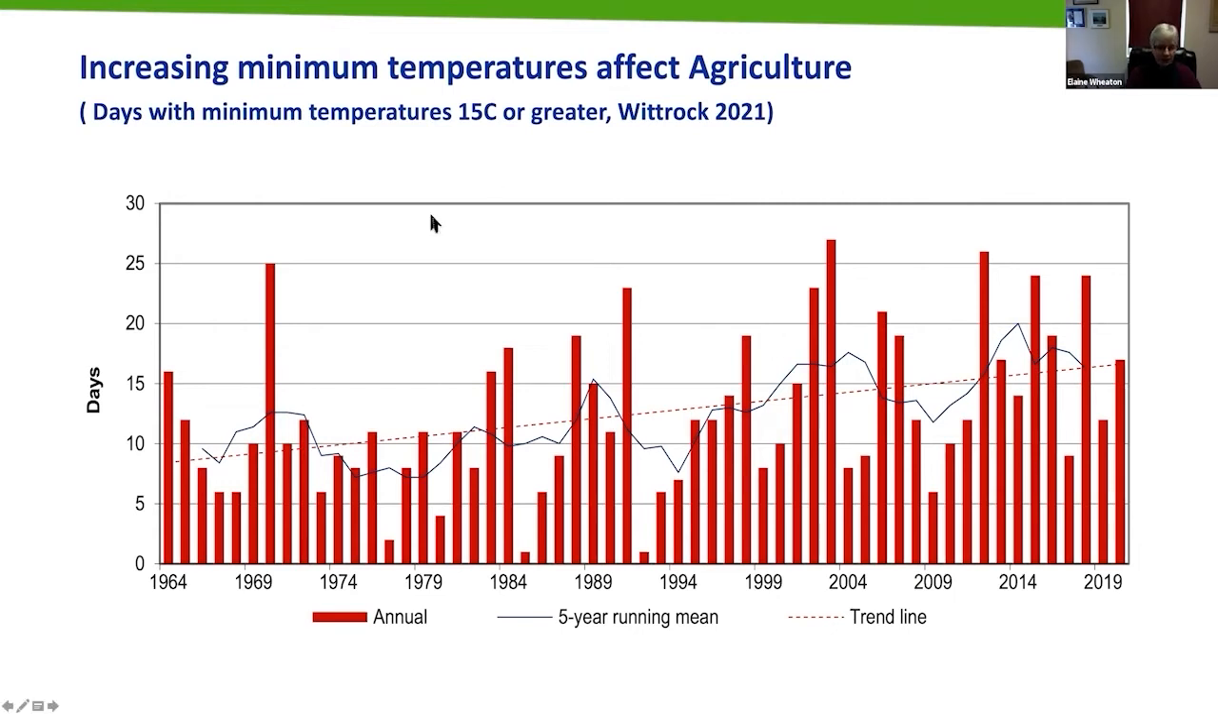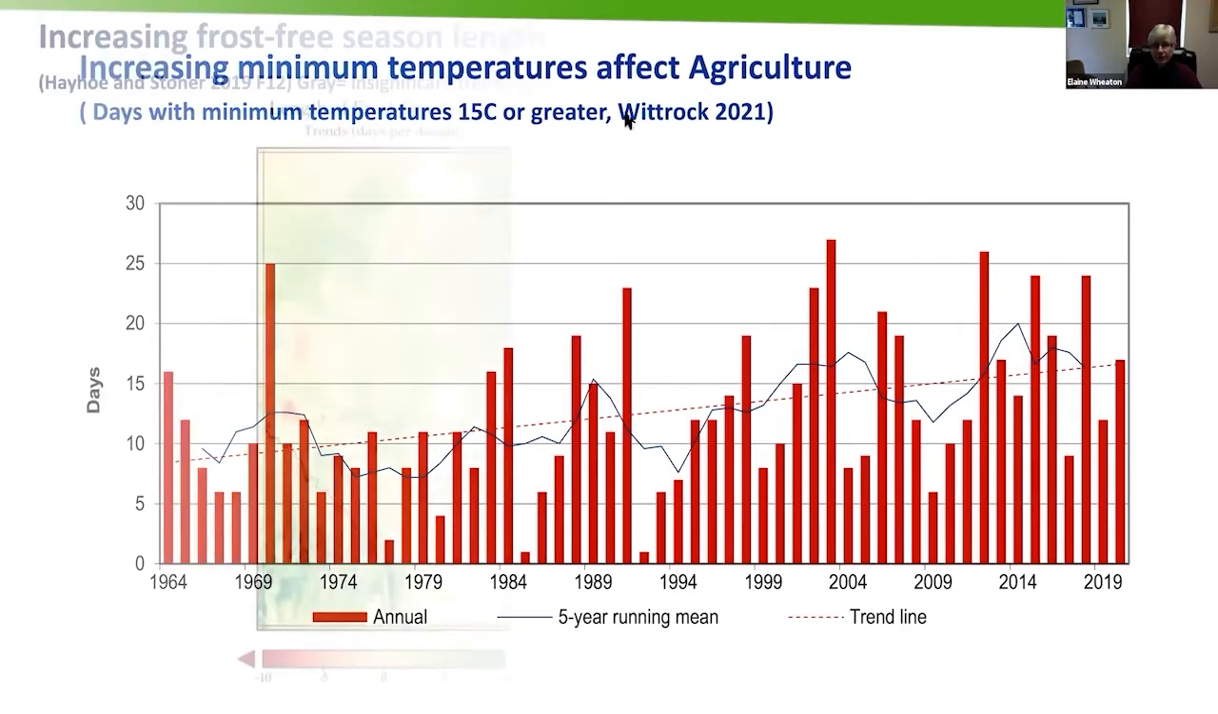So the message here is that the trend line for days with minimum temperatures 15 degrees or greater has really increased. We no longer have those advantages of the distinct cooling at night. So that's another aspect to look for, another aspect that's not only important for human health, but very important for vegetation health, for dealing with hot temperatures.